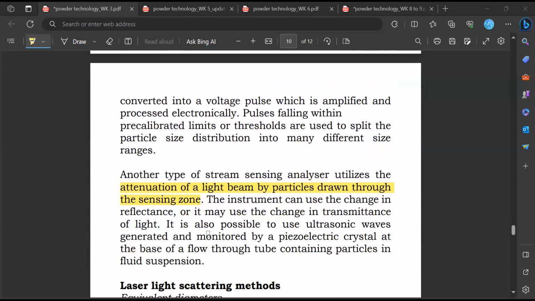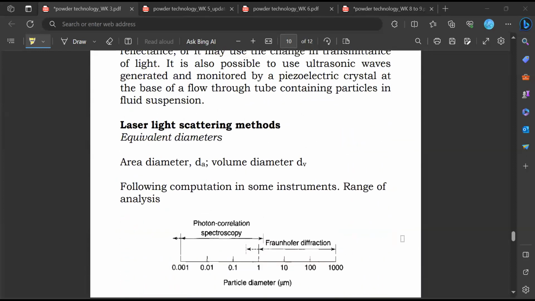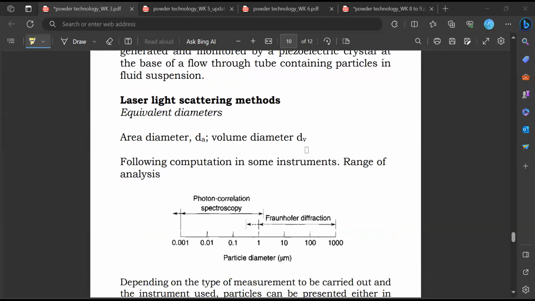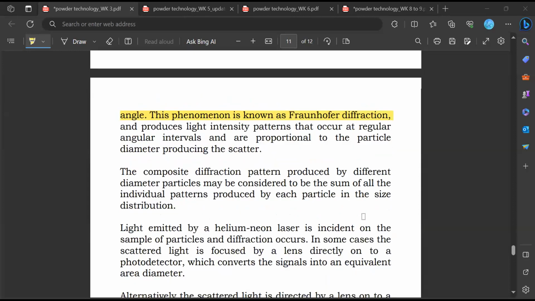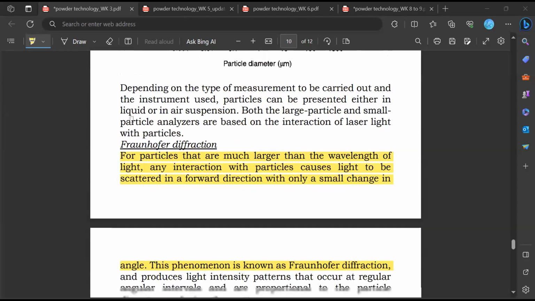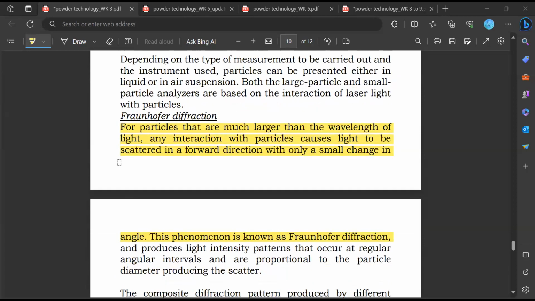Then another type is the attenuation of a light beam by particles drawn through the sensing zone. Then I think this is the last one, the laser light scattering method. This one has two types. The first is Fraunhofer diffraction, where particles that are much larger than the wavelength of light, when they interact with light, scatter the light in different directions, and a small change in angle will occur. That is how the diffraction occurs.